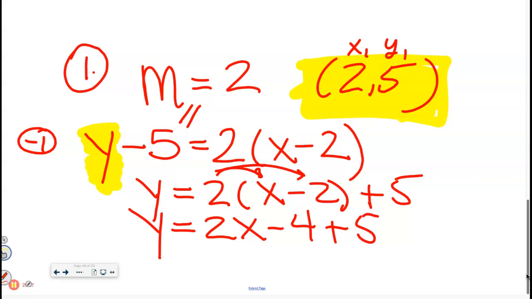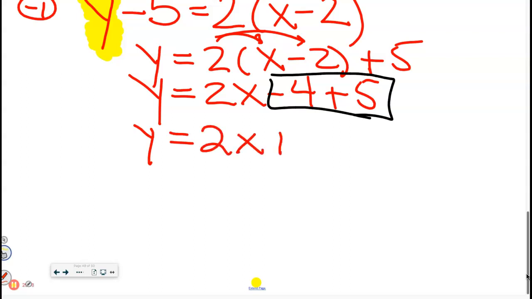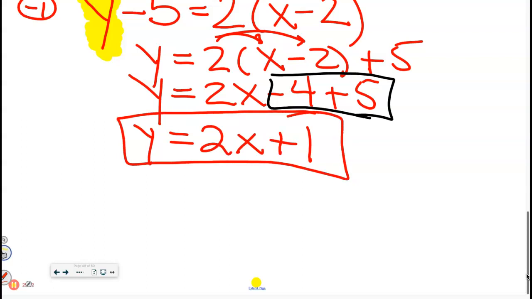Right? What needs to happen now, guys? Add them. Yep. Go ahead and get those together right there. So it's going to be y equals 2x, it looks like plus 1. That's my answer.